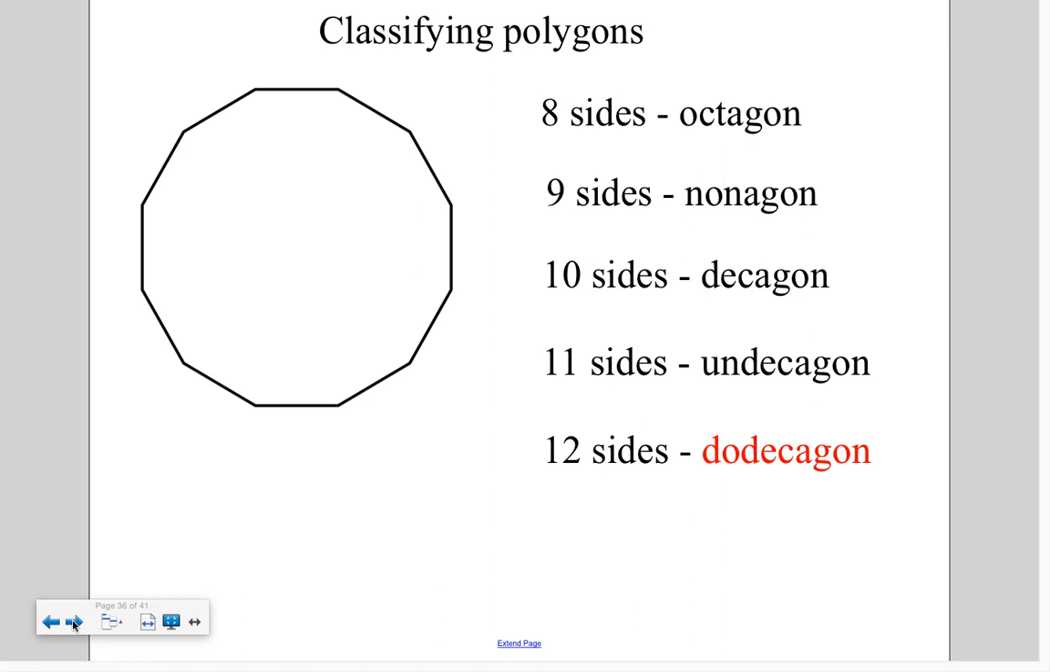Now, if we have polygons with sides greater than 12, we can just say the number of sides with the word gon afterwards. So like a 20-sided figure would be a 20-gon, okay? There are some names for some of these, but from a classifying standpoint, you can use the number and then the suffix gon.